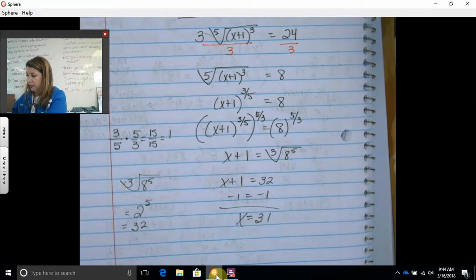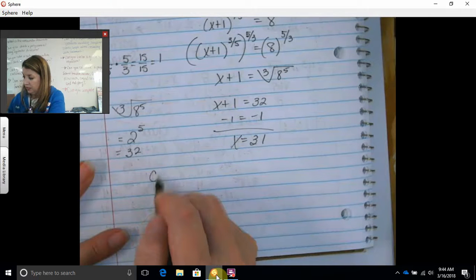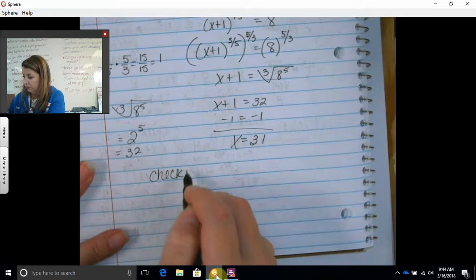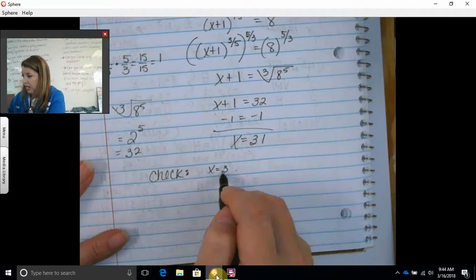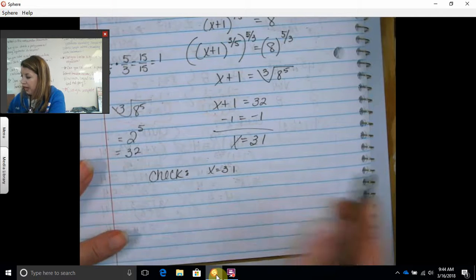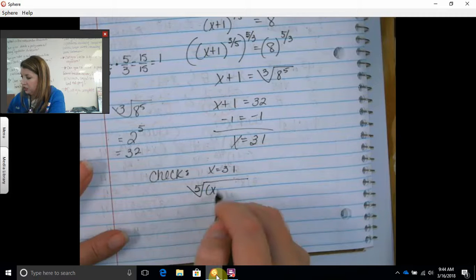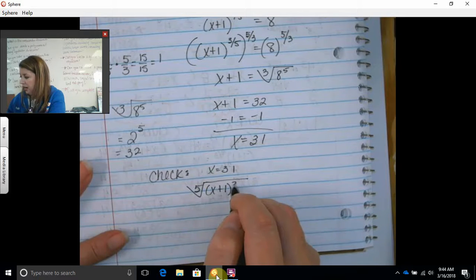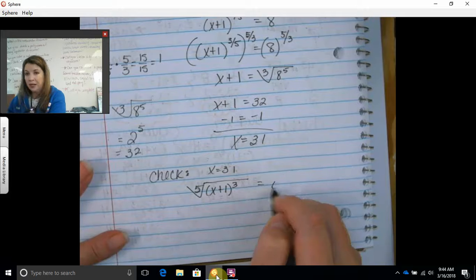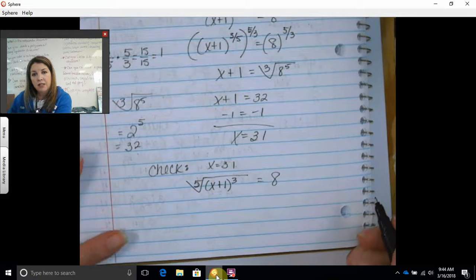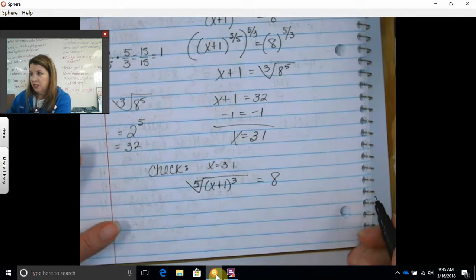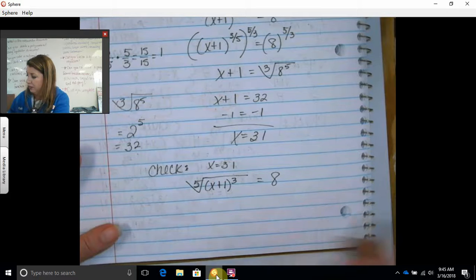Let me check it real quick. You can check it in the original. I prefer to check it in the equation once the radical has been isolated, because it's equivalent to the original. We kept it in balance. What we did on one side, we did to the other.